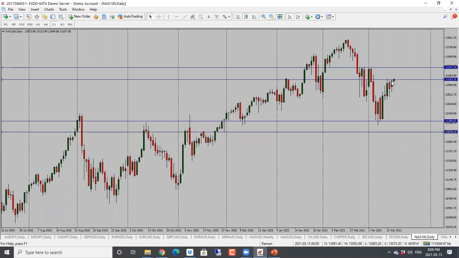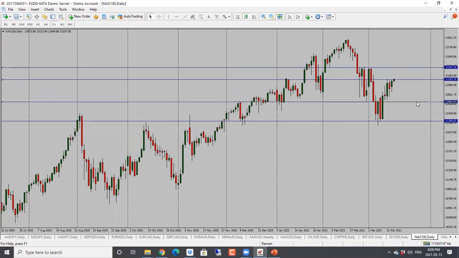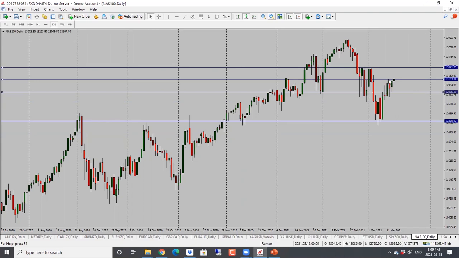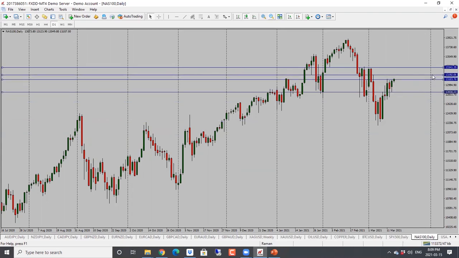Nasdaq here, this one also looking bullish. Today's candle close is a nice bullish candle close. Now it is into resistance, so we do need to see price go through this resistance for a continuation. So first target is 13,200, then 13,340. So bullish bias for Nasdaq as well.